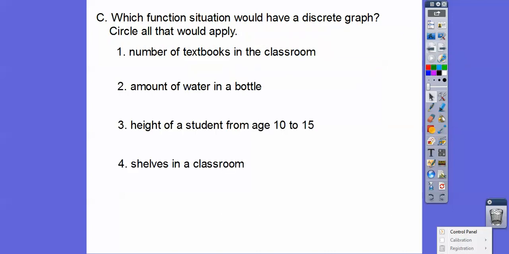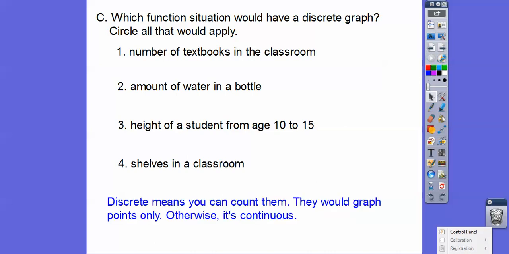All right, which function situations would have a discrete graph? Circle all that apply. Remember, a discrete graph means you can count them. They would give you points only. Otherwise, it's continuous. For example, the number of textbooks in a classroom. Can I count the number of textbooks in the classroom? Yes, I could. How about the amount of water in a bottle? No, I can't, so that one is called continuous.